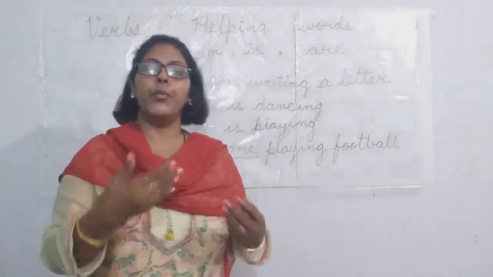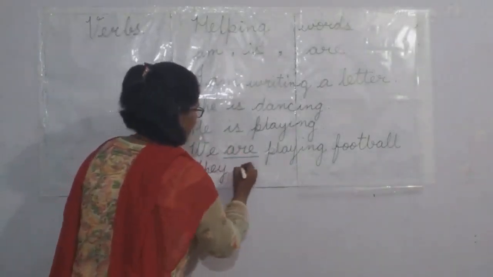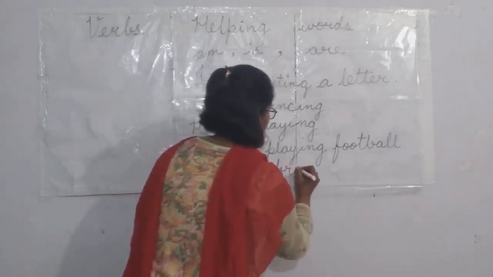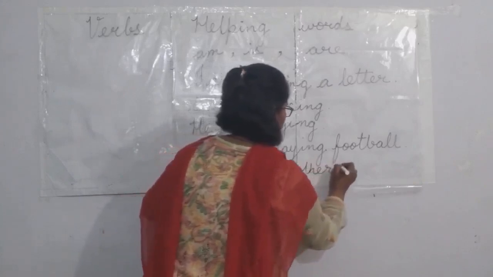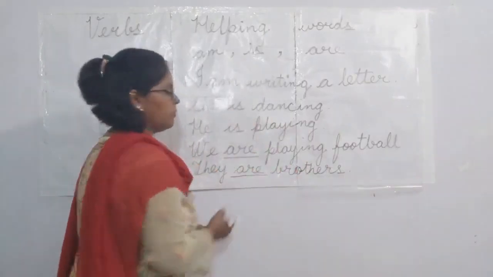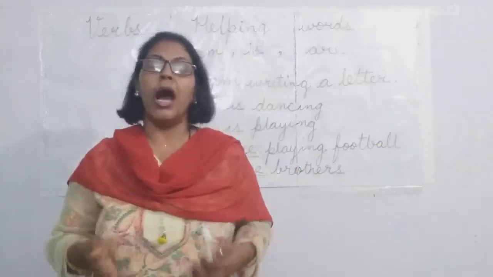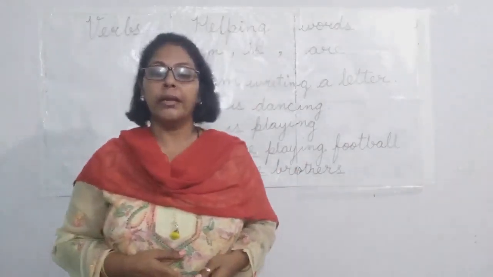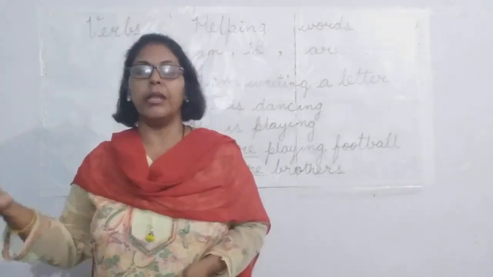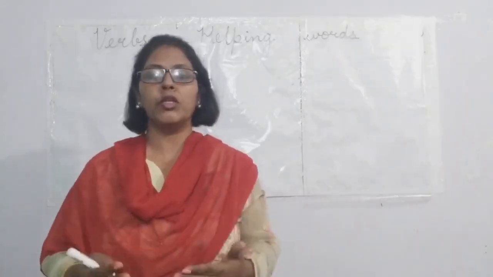Then we have they. They are brothers. Again, they, many, they are brothers. And then with you also, you are looking beautiful. Again, the children are reading books in the library. That also you can write. There are more helping words or verbs.